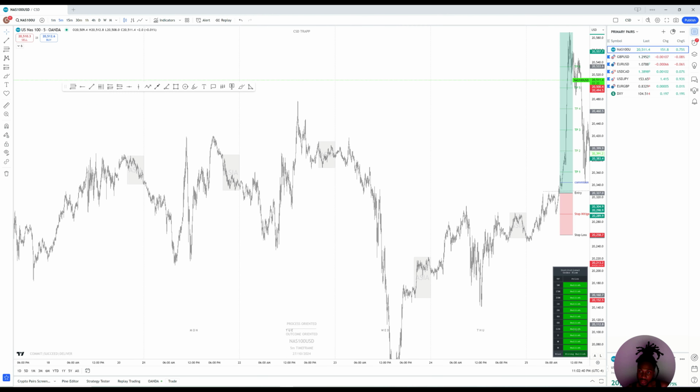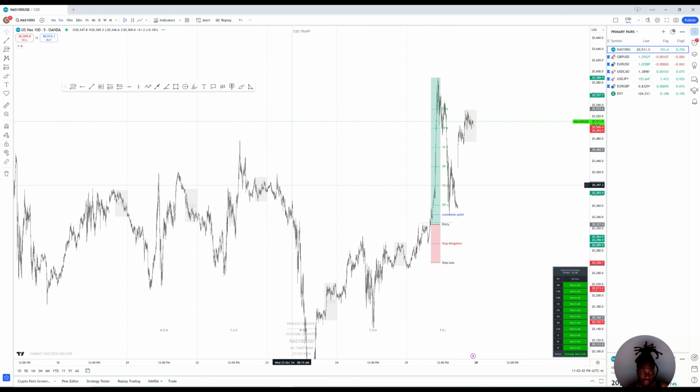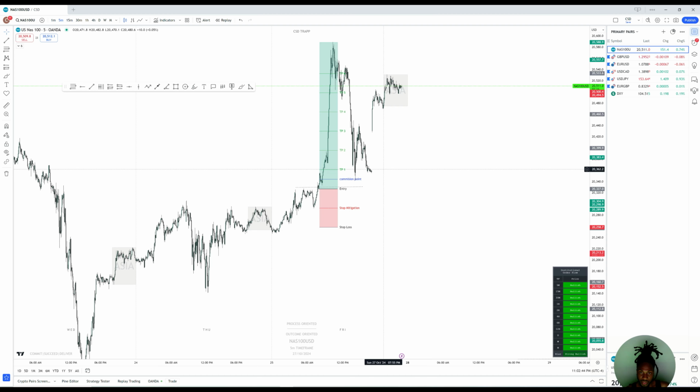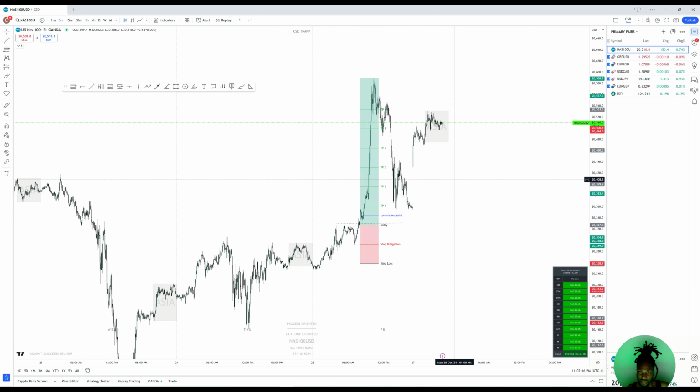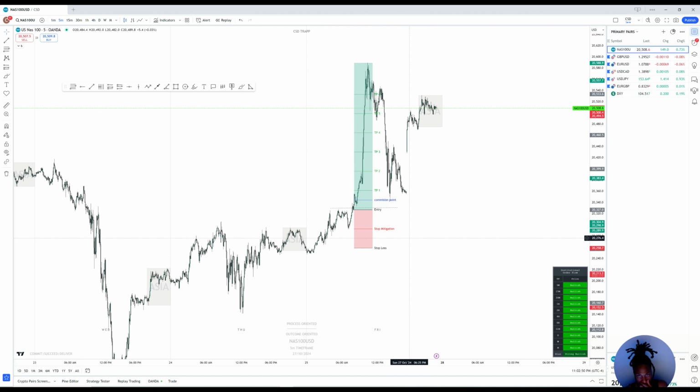Okay, first things first, NAS 100. This is base, so we have to make sure this gets evaluated properly. As you can see, this was a missed opportunity. I just marked it up, but it's all good. We'll catch them next time.